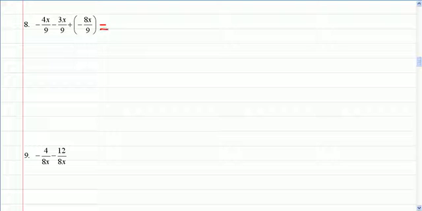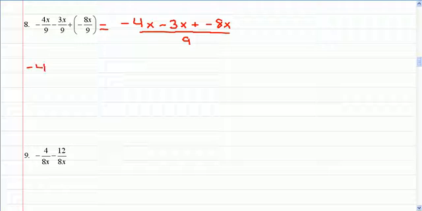So for number 8, we have 3 fractions, but again, all the denominators are the same. So we have negative 4x minus 3x plus a negative 8x all over 9. And I write down negative 4x minus 3x plus negative 8x and show the work underneath.